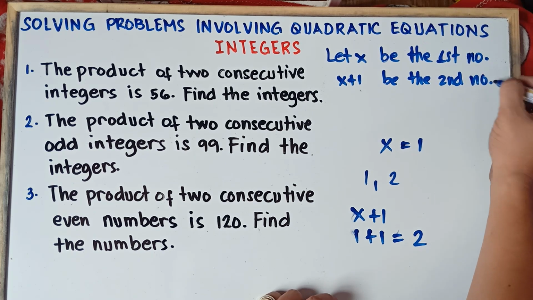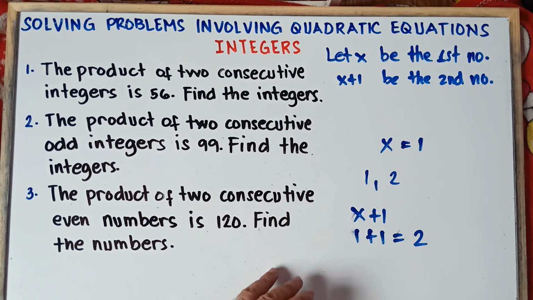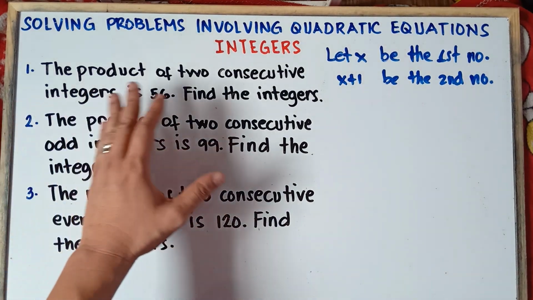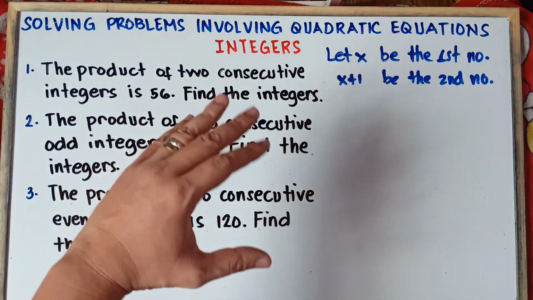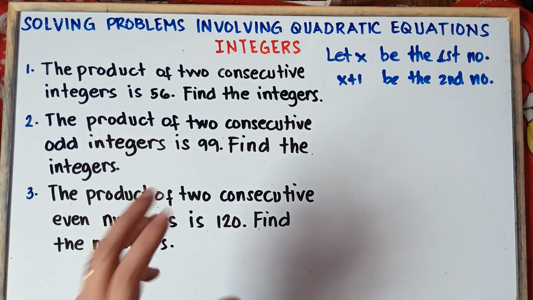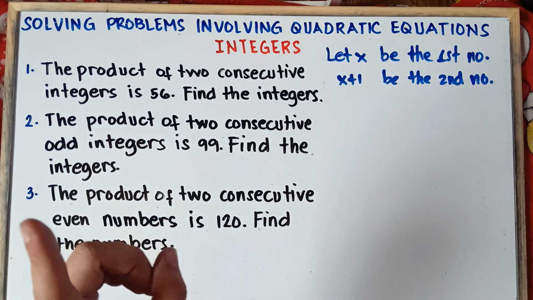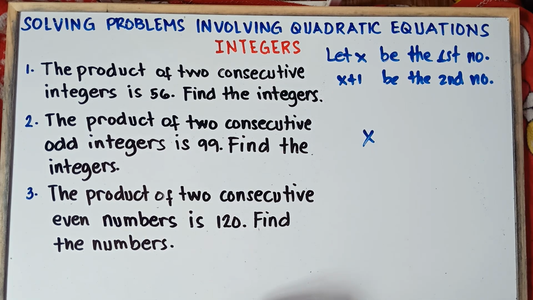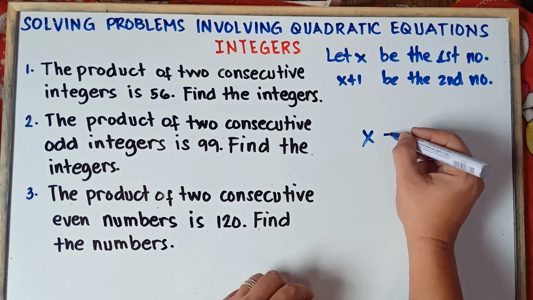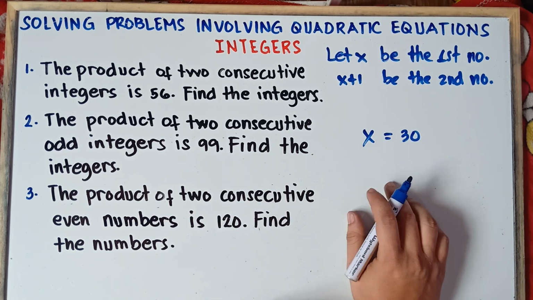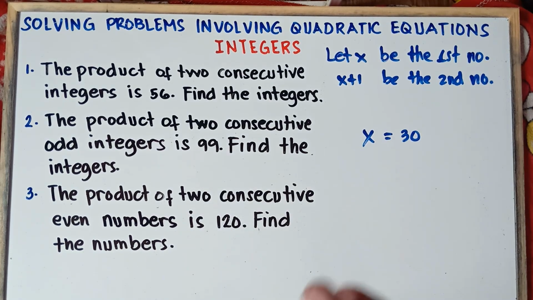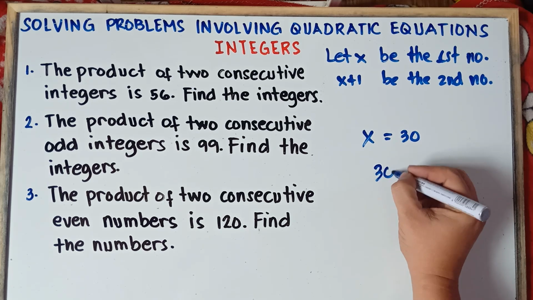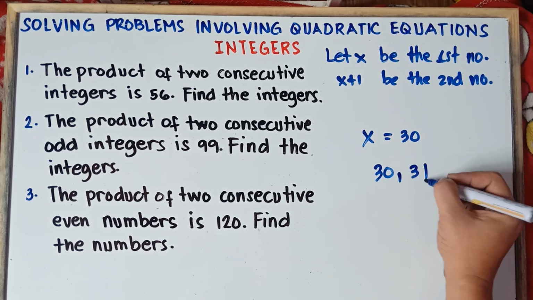Now, once again, class, you might be confused: sir, why is it x plus 1? Let me give you another example, class, for you not to be confused. Once again, class, we don't know the number yet. We assume that x will be our first number. If I say that x is equal to 30, assume any number, class, what would be the next number after 30? Of course, that would be 31, right? 30, the next number will be 31.